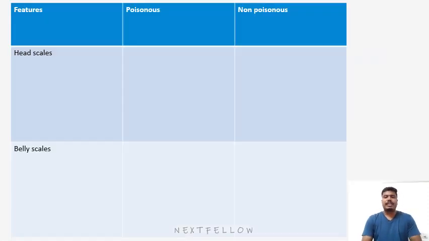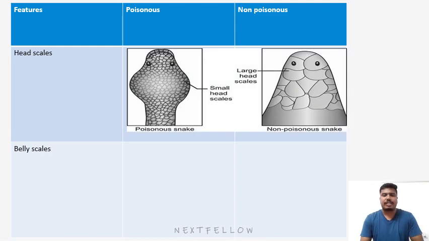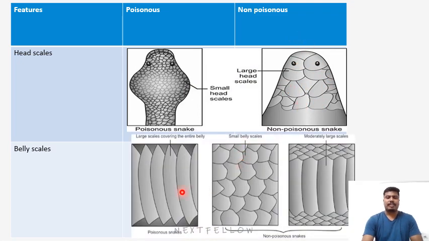Now we will see the images of the head scales. This is how the head scales of poisonous snakes look. These are the small scales on the head, but in the case of non-poisonous snakes they have large head scales. And another is the belly scales. These are the large scales which cover the entire body, and the non-poisonous snake has this type of small or moderately large belly scales.